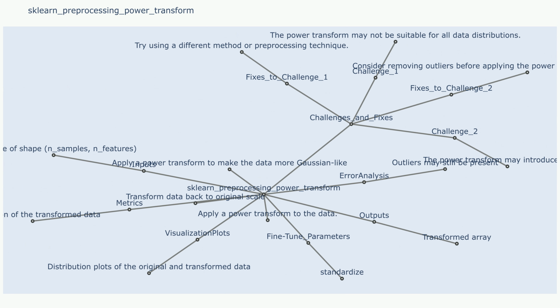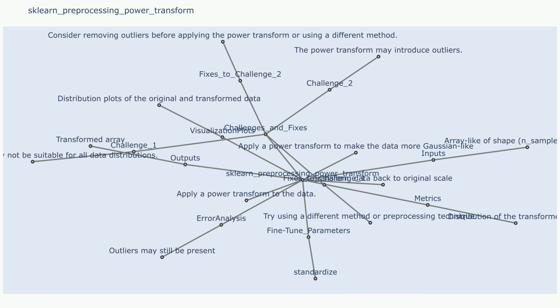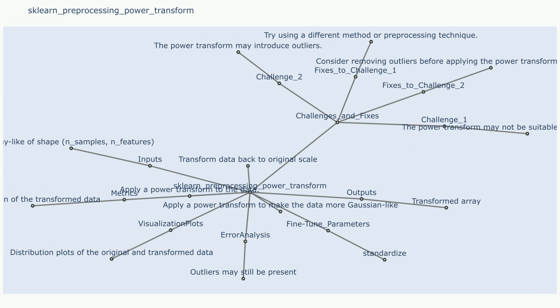Challenge 2: the power transform may not be effective for data with multiple modes. Multimodal distributions. Sample use case: a feature representing customer age with two distinct peaks, e.g., young adults and older adults. Fixes. Data segmentation: segment the data based on the modes and apply separate transformations to each segment. Alternative transformations: experiment with different transformations, such as logarithmic transformation or a non-parametric transformation.